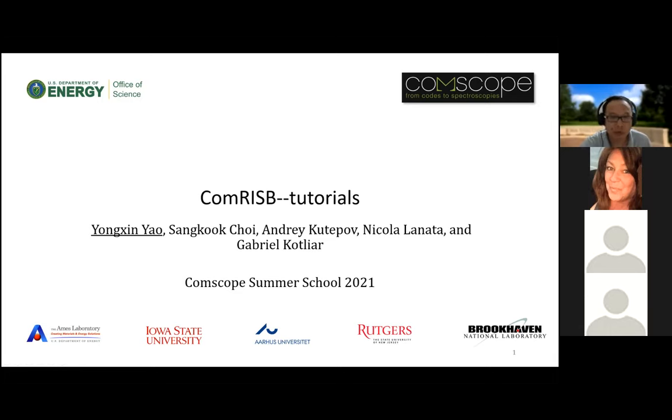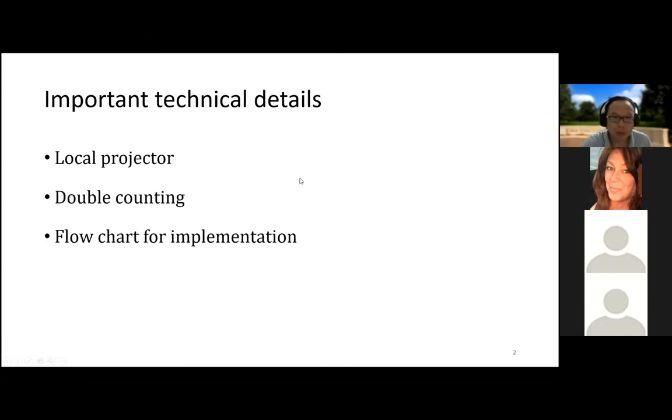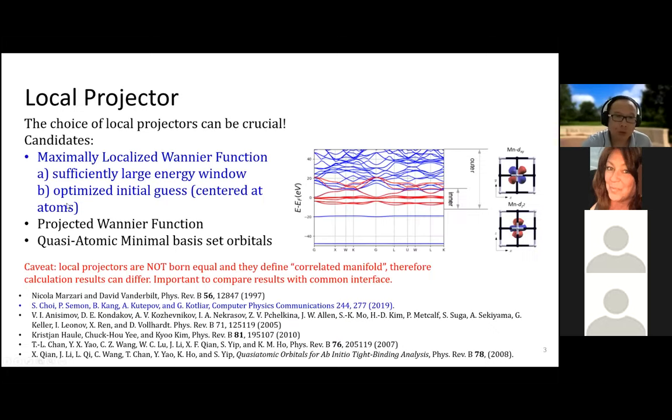What I'm going to do is first introduce some important technical details, which were not covered in the lecture, but are somehow crucial for the results. It contains three parts. One is the choice of the local projector, then the double counting, and a brief mention about the implementation. For the choice of the local projector, we actually have multiple options. And here are listed the three possibilities.